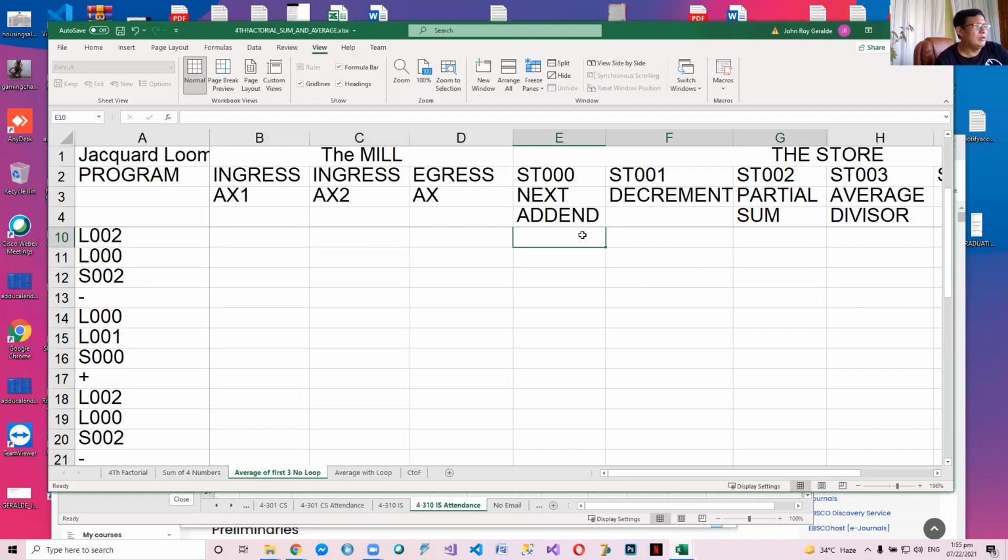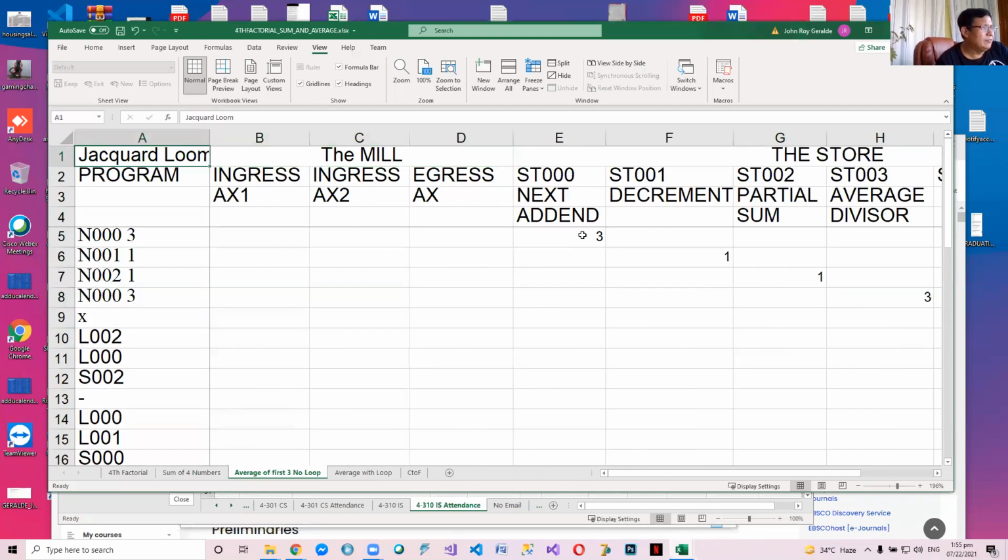Okay. So our next addend is in N000. Do you follow? The decrement is still in 001. The partial sum is in 002, but the divisor is in 003. They will have the same value as the next addend initially. Do you follow?